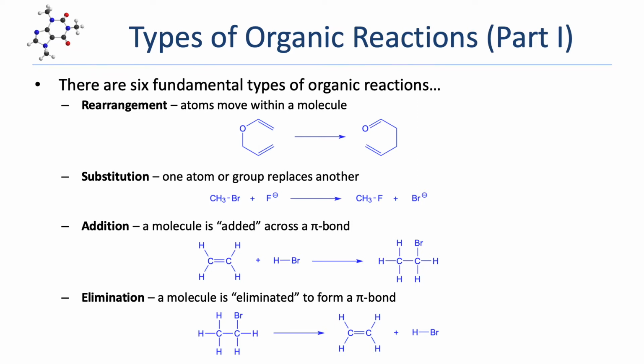Eliminations are essentially the reverse of addition. An elimination is when a molecule is eliminated to form a new pi bond. So here we have this alkyl halide, and it forms a new pi bond. It forms an alkene, and as a result, another molecule, HBr, is formed. So it eliminated that HBr molecule to create a pi bond.